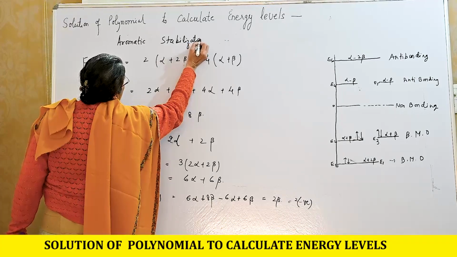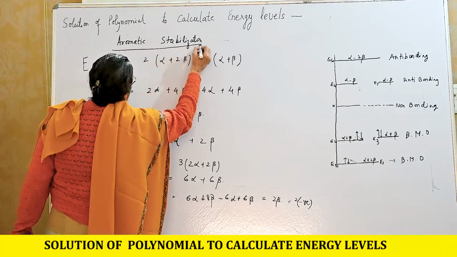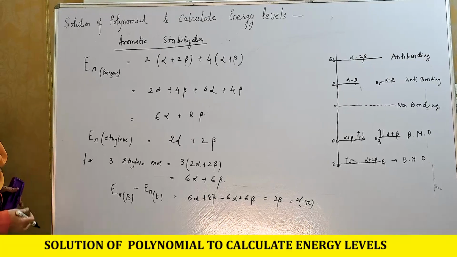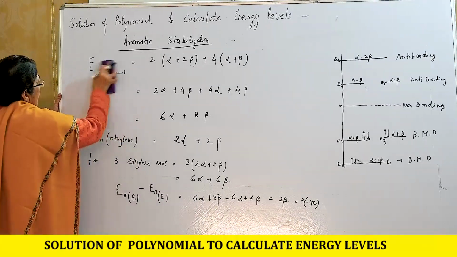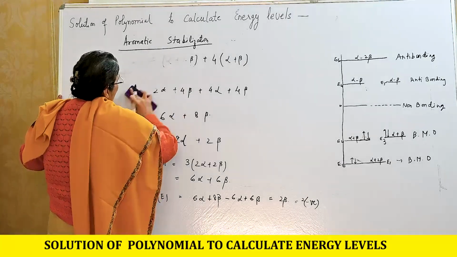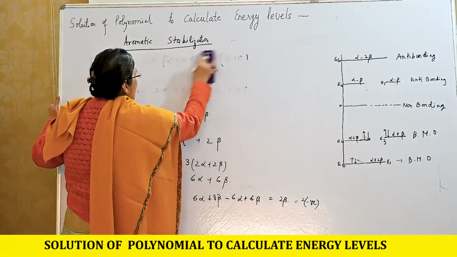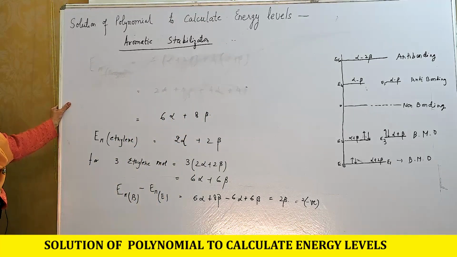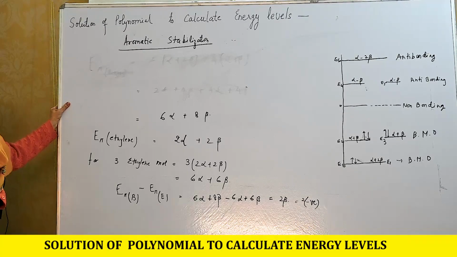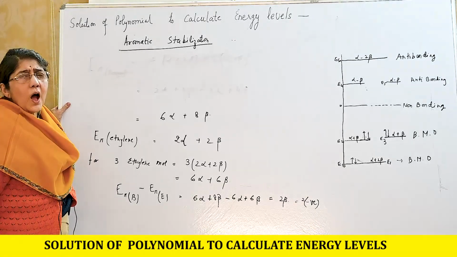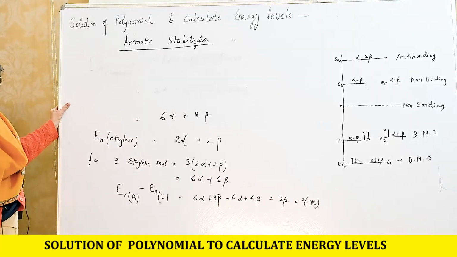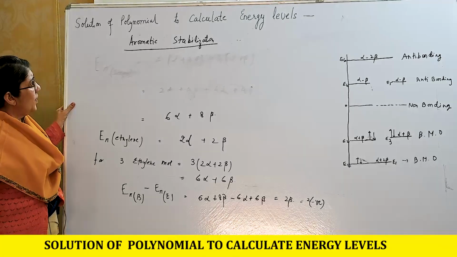So this is why benzene is more stable than other molecules that are a collection of 3 double bonds, and why it is also very non-reactive. This is all about the solution of the polynomial to calculate energy levels. In the next video, I will upload the wave functions, or molecular orbitals, for benzene.